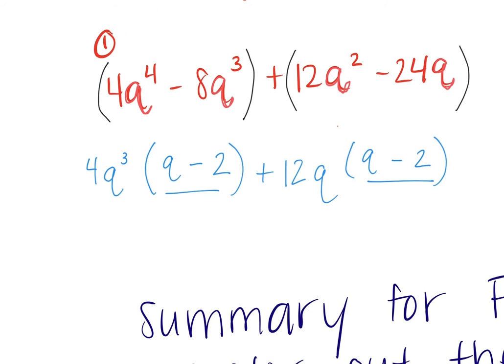Any volunteers? Alan, go for it. 4q minus 12q, parentheses, and then the q minus. Good.